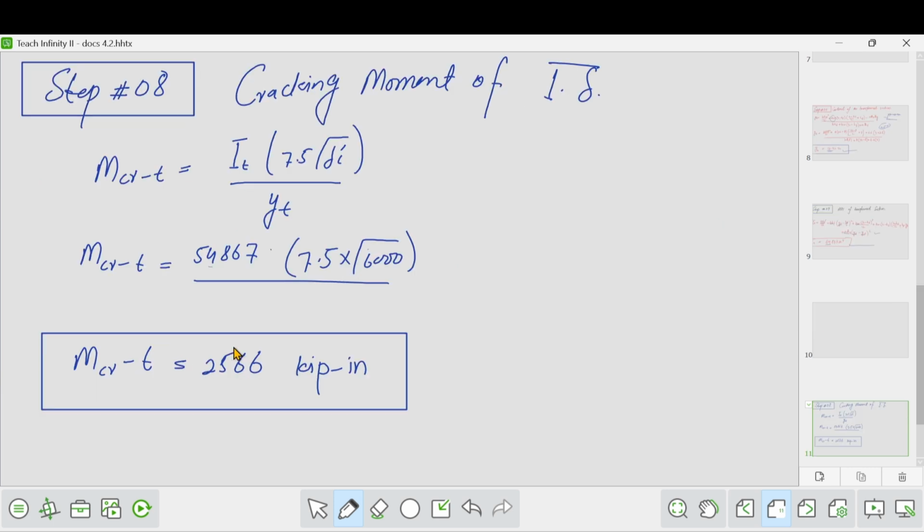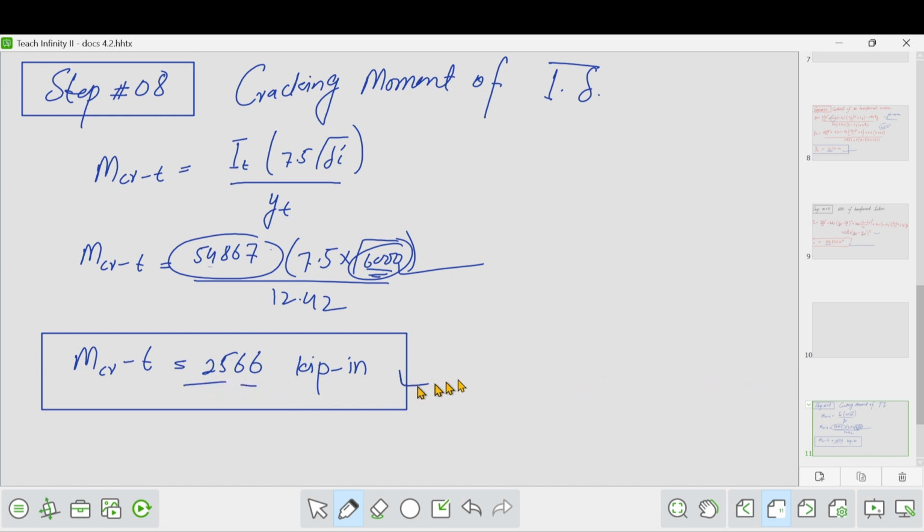Now I will determine the cracking moment based on the transformed cross-section property. Here y_t, the centroid of the transformed section, is 12.42, the concrete compressive strength f'c is 6000, and the moment of inertia of the transformed section is 54867. So I will get the cracking moment for the transformed section as 2566.